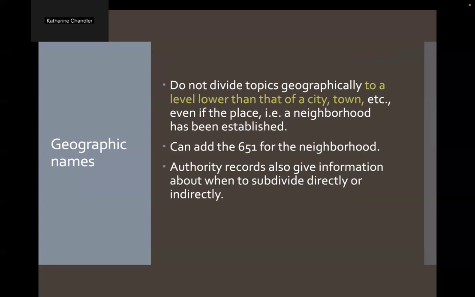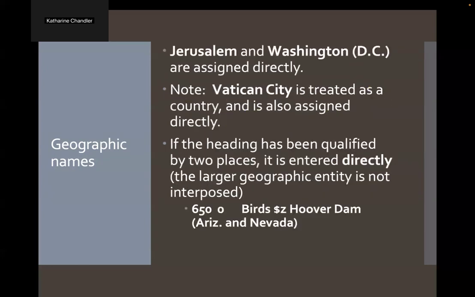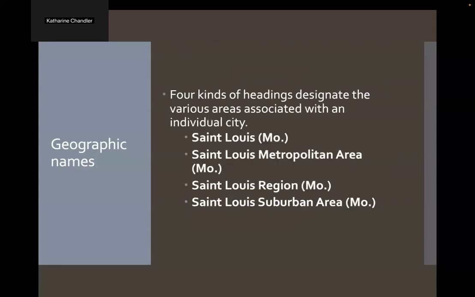Do not divide topics geographically to a level lower than that of a city, town, etc., even if the place, like a neighborhood, has been established. Can add the 651 for the neighborhood, and authority records also give information about when to subdivide directly or indirectly. And then if the heading has been qualified by two places, it is entered directly. And then you have the birds in Hoover Dam in Arizona and Nevada.